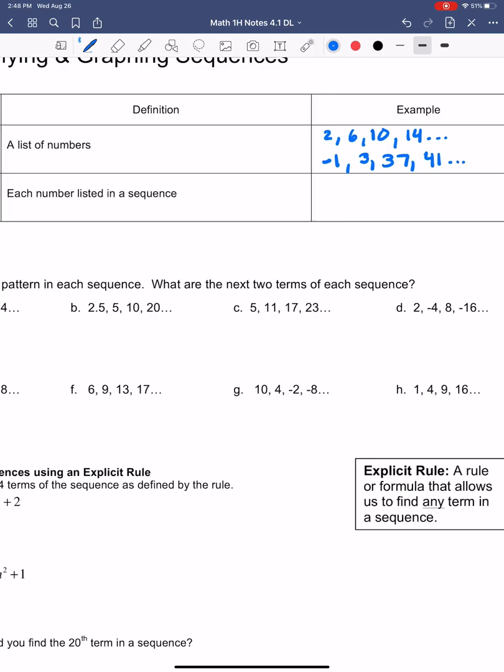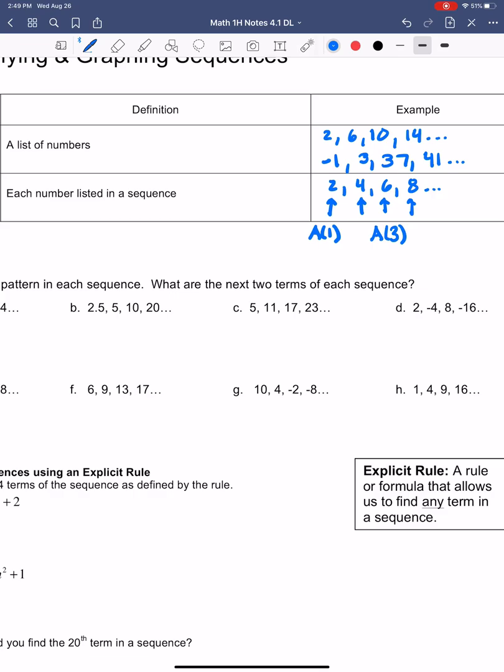Then it says term of a sequence. That's just each number that's listed in the sequence. So if I had some sequence that looks like this, 2, 4, 6, 8, the first term would be right here, the second term right here, the third term and fourth term, and it would go on and on. Some notation we use: the first term we would call A1 or F1, so A with the parentheses 1. Then the number 6 would be A3, and so on and so on.